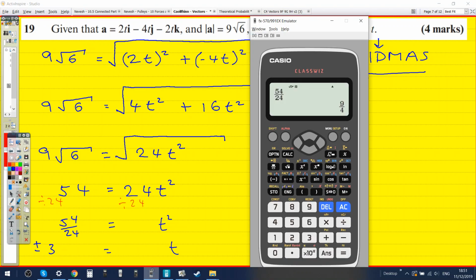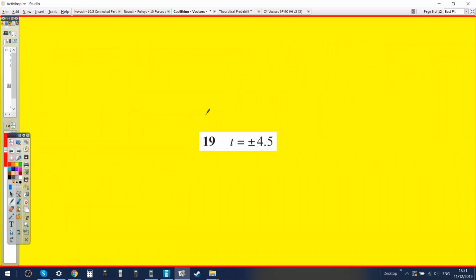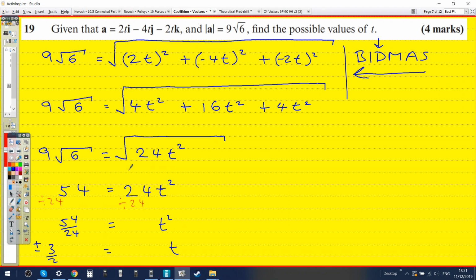Was it 9 over 4? So 3 over 2. I think this might be half right. Plus or minus 4.5, which is 9 over 2. Yes, it's because we have to go up to this point. So this is the bit I wanted to see if that would work. It almost worked. It's because the plus or minus comes sooner.